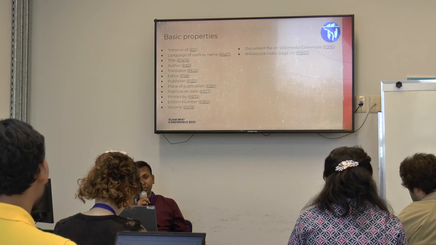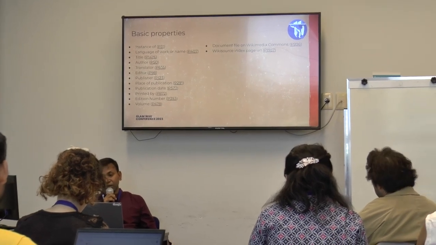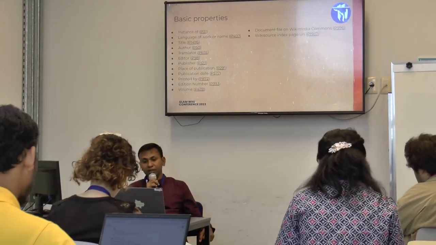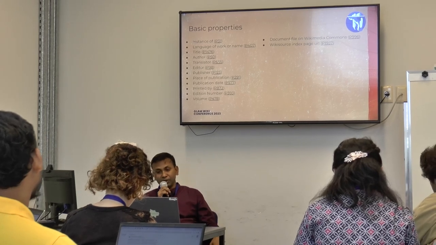Which are not included here. That is, an ISBN number can be added. You can add some more identifiers if you have. You can also add the Internet Archive URL here, but I have not added it there. Most of the time, the basic properties are these.